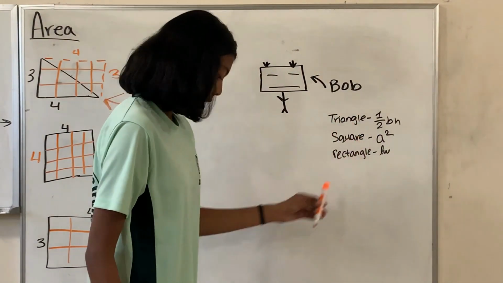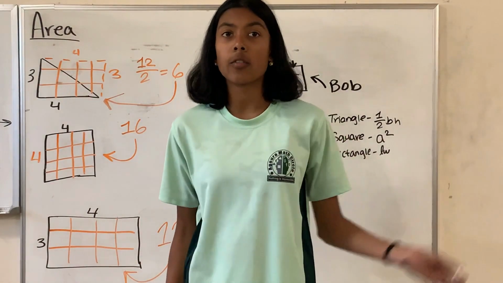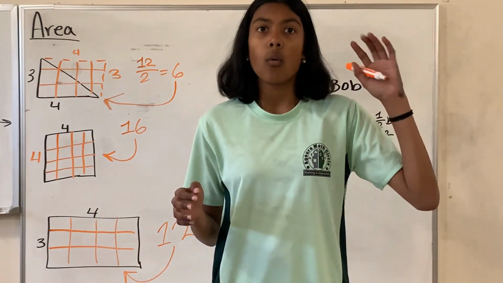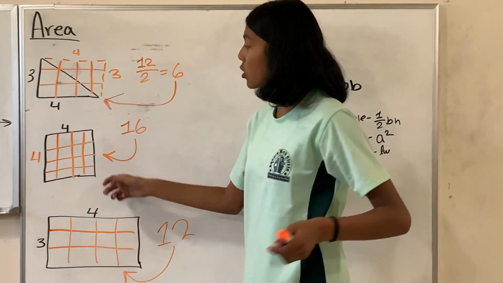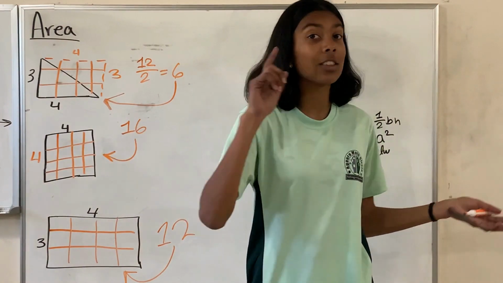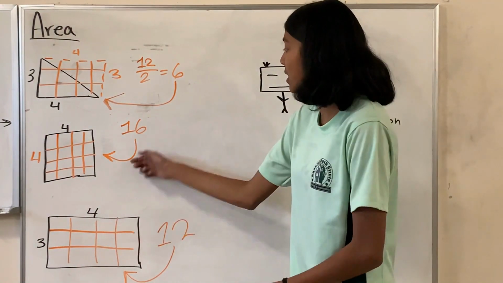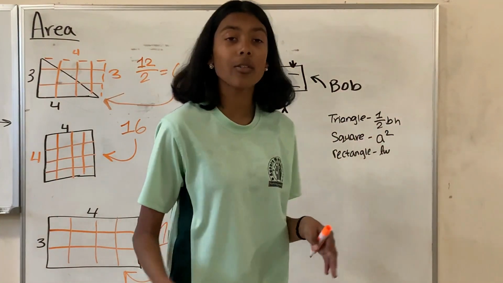For a square, all you have to do is take your side length and square it. And if you guys don't remember what squaring is, it means you're multiplying whatever you're squaring by itself. For example, we have our square. You have the side length of 4. 4 squared is 4 times 4, which is 16. That works. Yay!